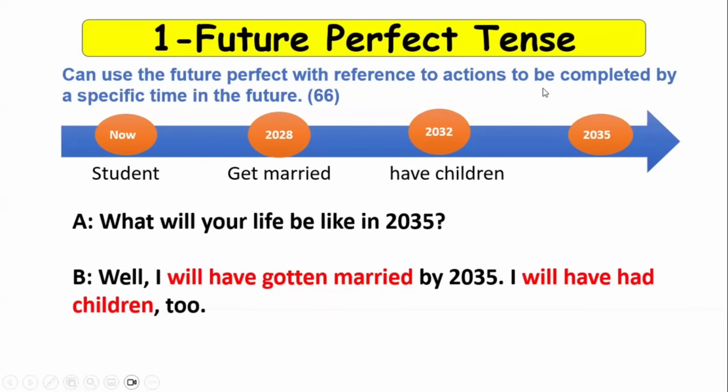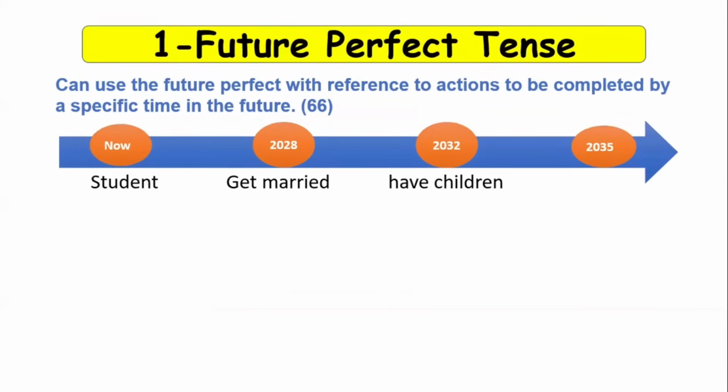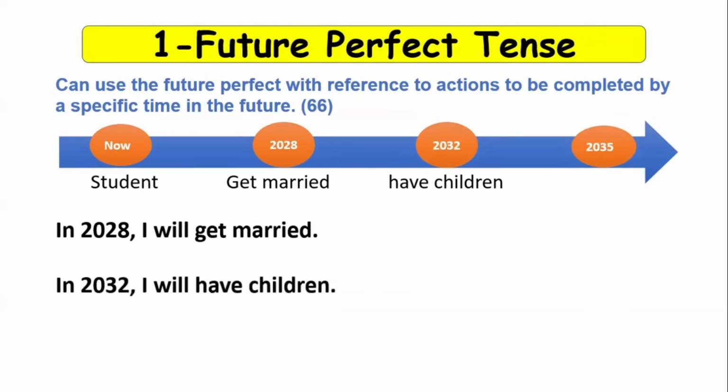You see? So usually this tense, future perfect, اللي هو المستقبل التام, is used to express something that will happen before a specific point in the future or a specific time in the future. Okay? Now, if I want to explain this more, we just need to see the difference between when I say in 2028 I will get married, and in 2032 I will have children.